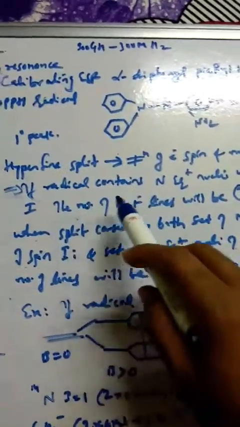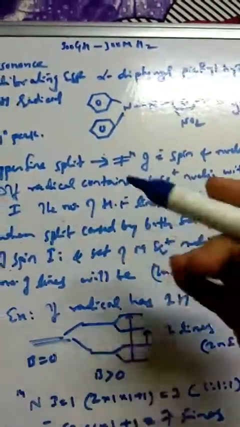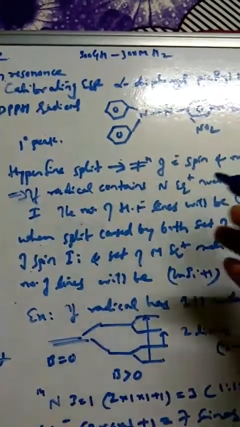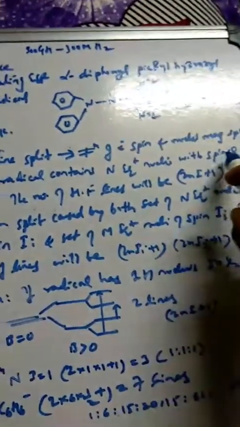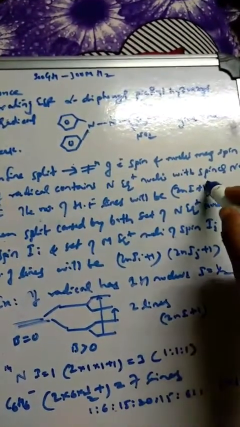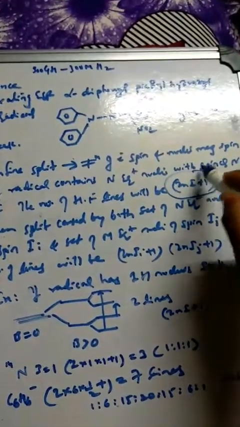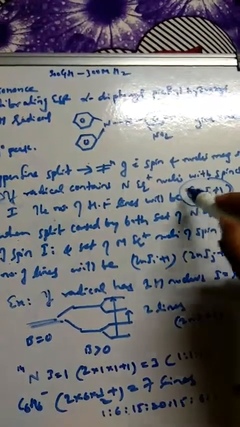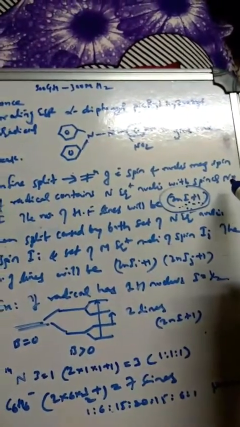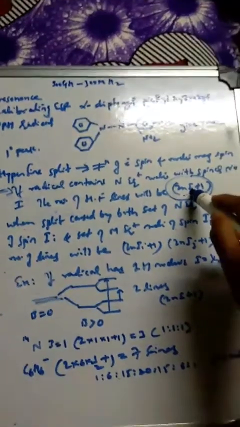This is the electron spin and the nuclear magnetic spin. If the radical contains n equivalent nuclei with spin quantum number I, the number of hyperfine lines will be 2nI plus 1. You have to remember this formula and keep it in mind. This is for one set of n equivalent nuclei with spin quantum number I.